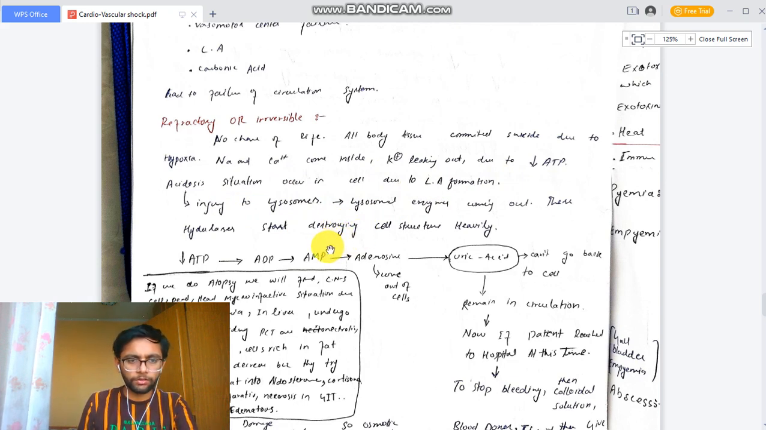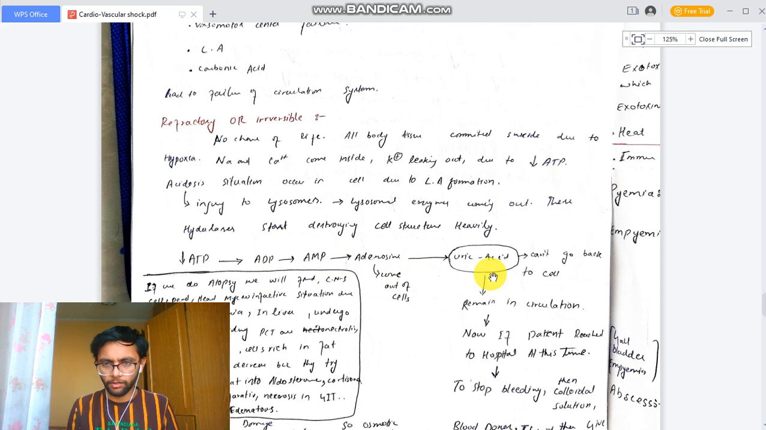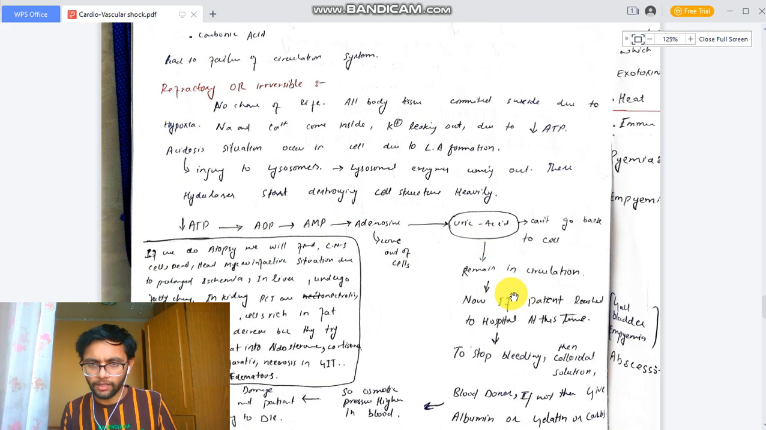So our immune system, our body system, which is normally working, will be disturbed, leading to decreased ATP, ADP, AMP, and adenosine, in which there is uric acid accumulating in the body because all the metabolism will stop. No oxygen can go back to the cell, and it remains in the circulation.